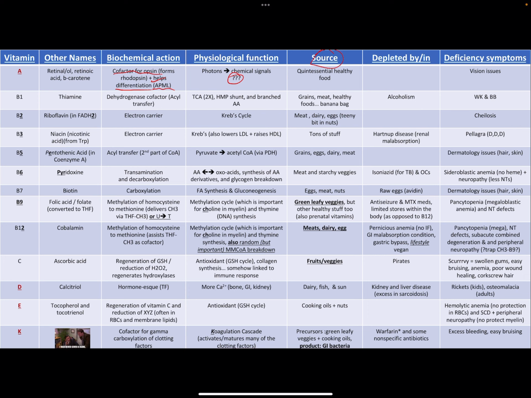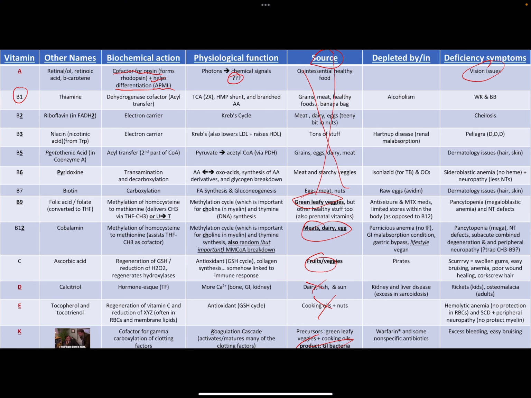For food, ignore all of this stuff. We're just going to focus on this one, and this one, and this one. Ignore everything else. All right, so ignore the food. I can't think of anything that depletes it. Causes vision issues if deficient. All right, let's look at B1.